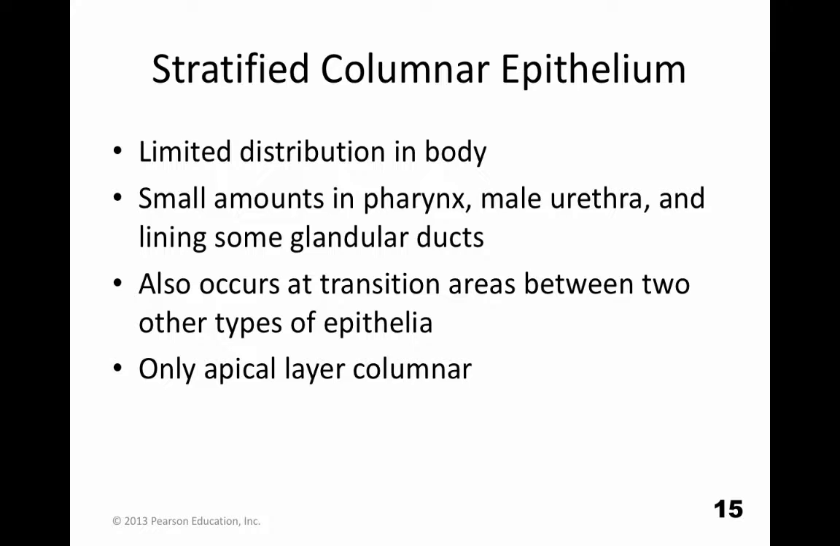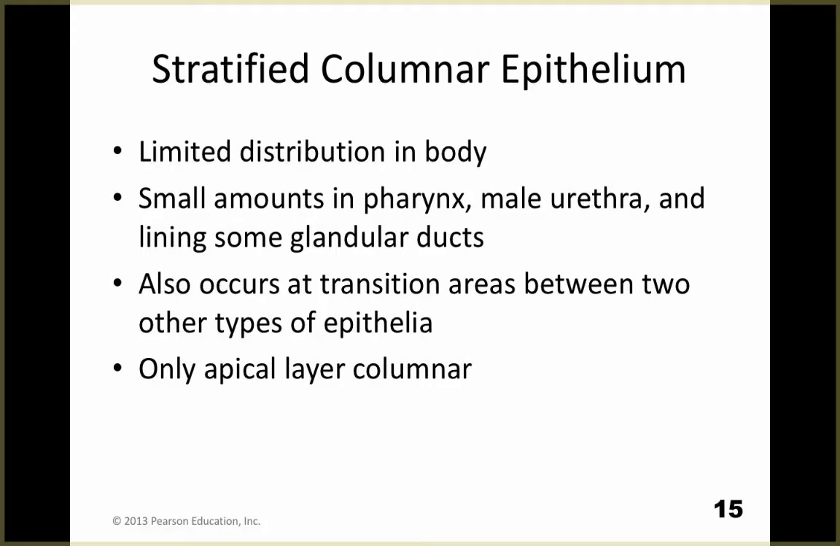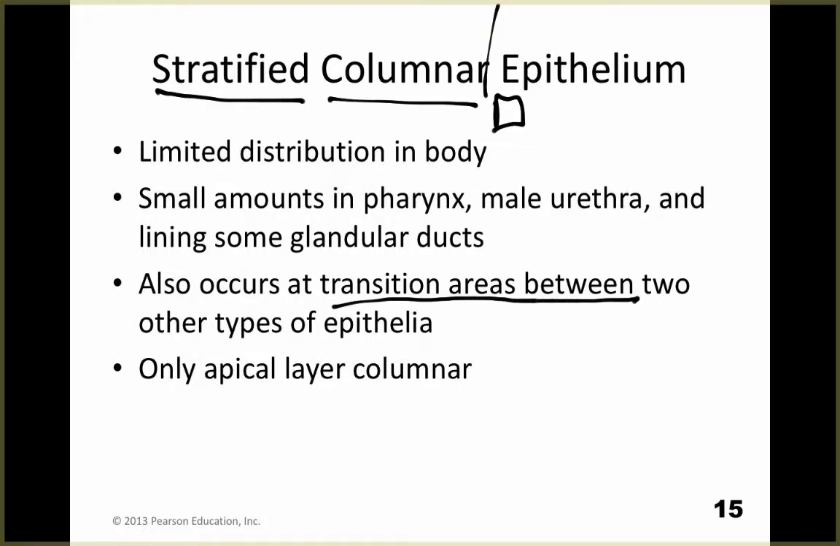Stratified columnar epithelium. This is also limited distribution in the body. There's a small amount of it in the pharynx, the male urethra, and the lining of some glandular ducts. So this will be stratified, again, is how many layers? Several, and columnar are the rectangles, right? And these, normally you see these in transition areas between 2 types of epithelial.